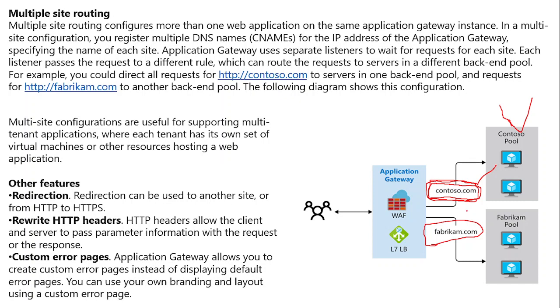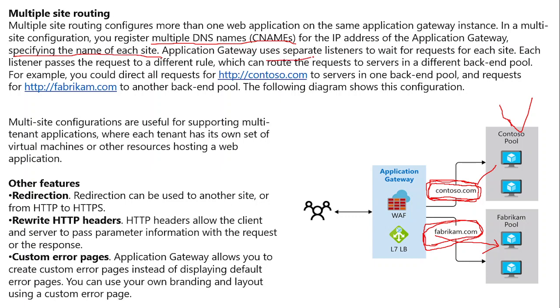Whereas another user who is getting traffic from another site will configure a backend pool, and then specify in the application gateway settings that the requests hitting this particular site should be routed to the other backend pool. So this is how we can do that. For this, you should register multiple DNS names for the IP address of the application gateway, specifying the name of each site.